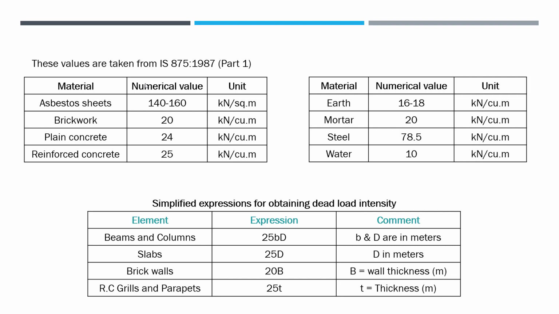For beams and columns it's 25 BD, where B and D are in meters. For slabs it's 25 D, where D is the depth of slab in meters. For brick walls it's 20 B, where B is the wall thickness in meters. And the last is RC grills and parapets. The expression for it is 25 T, where T is thickness of the RC grill or parapet wall in meters.